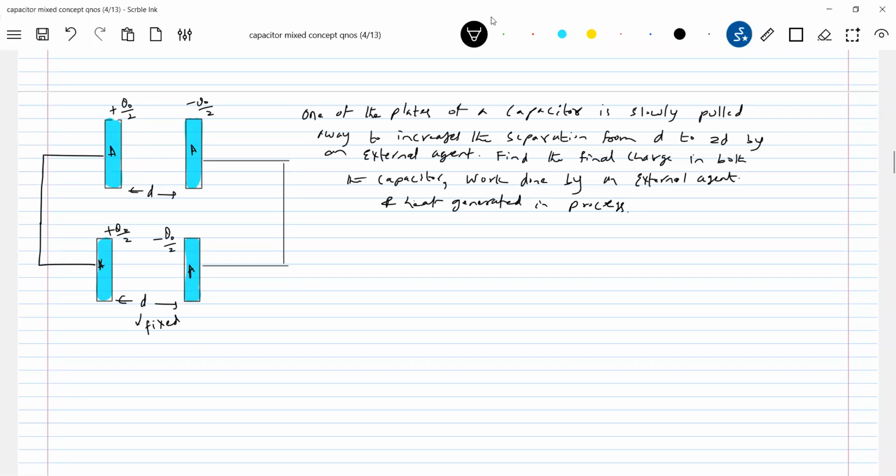And I'm going to increase the distance between the plates. One of the plates of a capacitor is slowly pulled away to increase the separation from D to 2D by an action agent. Find the final charge in the capacitor, work done by the action agent, and heat generated in the process. So what we are doing, I'm going to keep one plate fixed, the other plate I'll move. What is actually the concept behind?